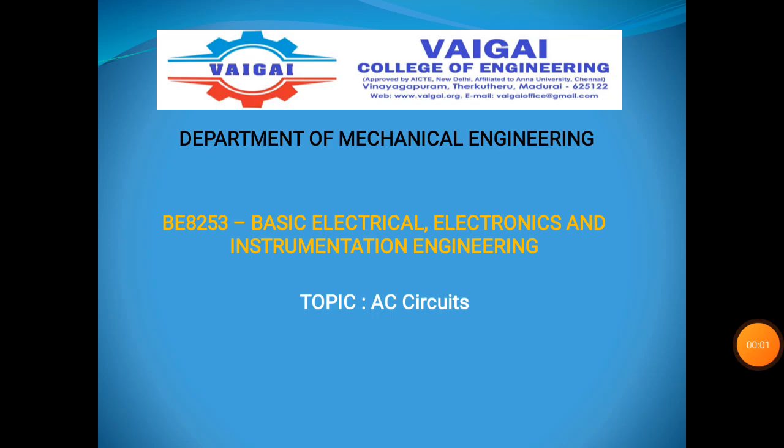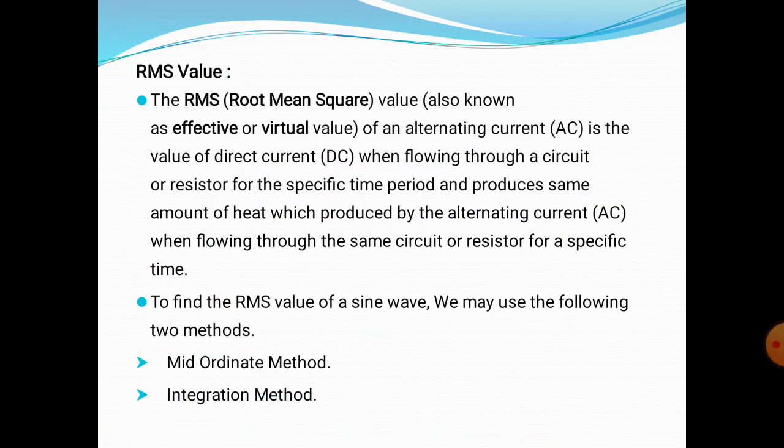Students, the subject name is BE 8253 Basic Electrical, Electronics and Instrumentation Engineering. Today we will learn the basic concepts of AC circuits. First topic is RMS value.